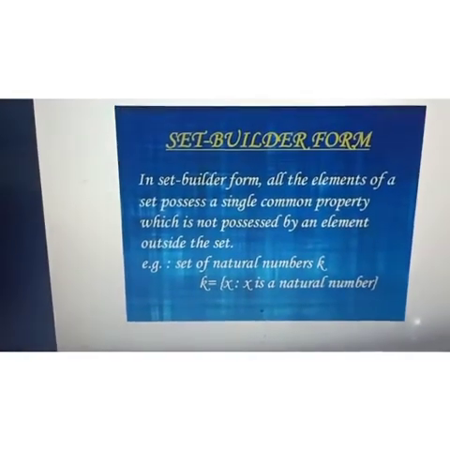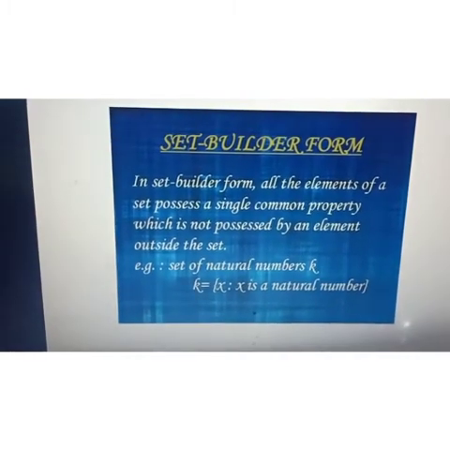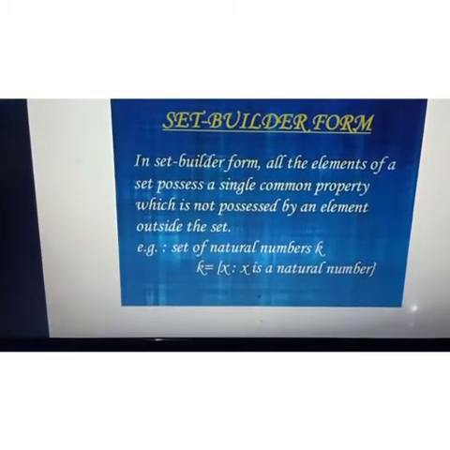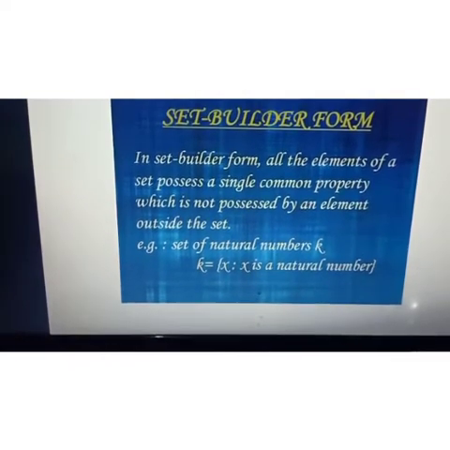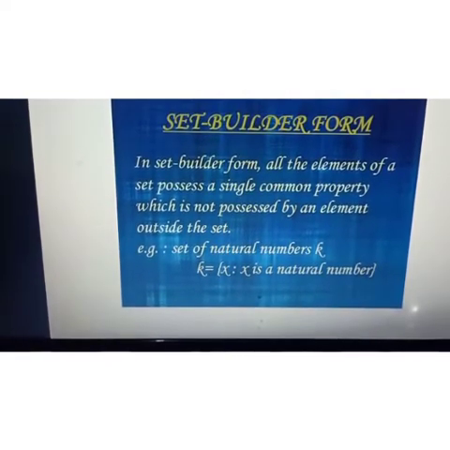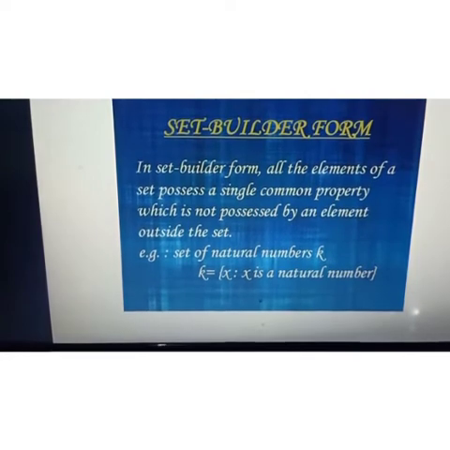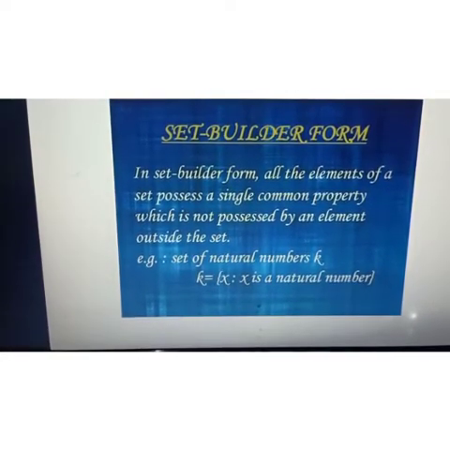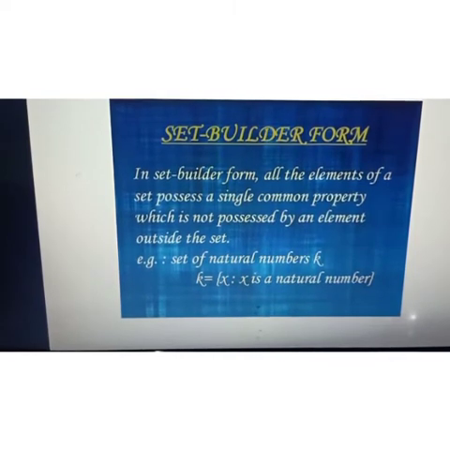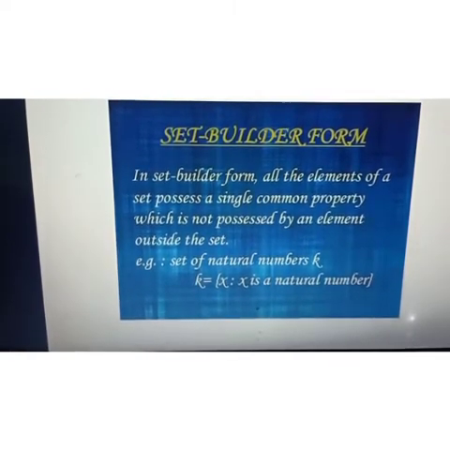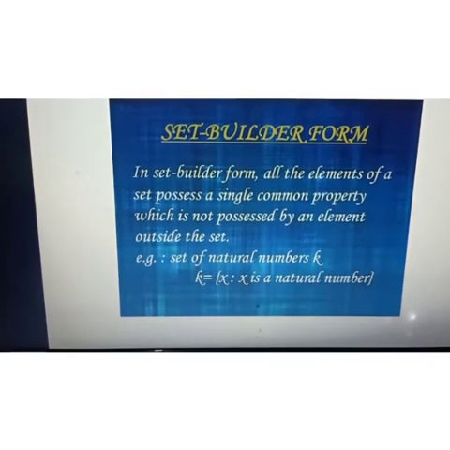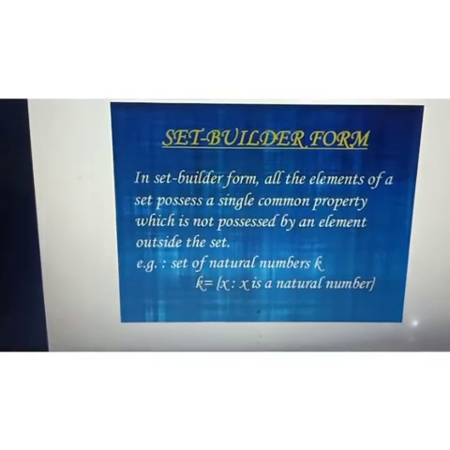So next is the set builder form. In a set builder form, all the elements of a set possess a single common property which is not possessed by an element outside the set. Like we have studied in the roster form, we have to write all the elements, and after every element write a comma, separated by commas and enclosed by braces. But here we have to only write a property, right?